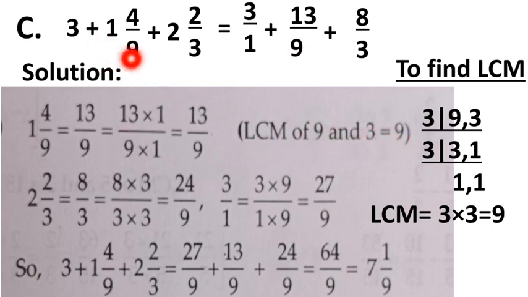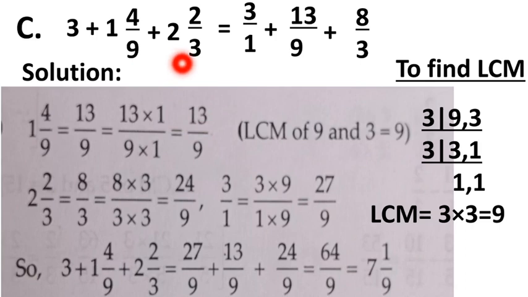So take and write the second fraction, 1 4 by 9. Given the mixed fraction converted into an improper fraction, that is 13 by 9. For 9, we already have the LCM 9, so we want to multiply by 1 alone. So into 1 by 1. 13 into 1 divided by 9 into 1 is equal to 13 by 9.